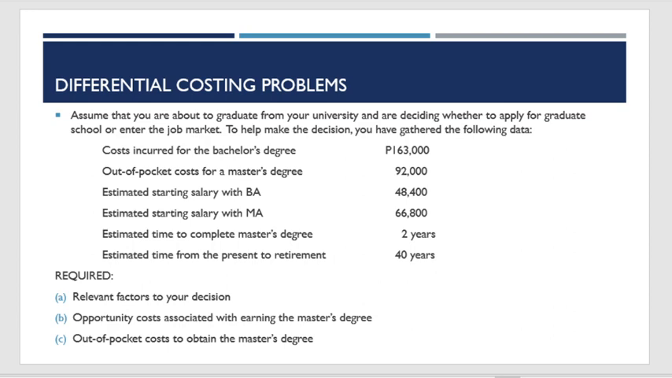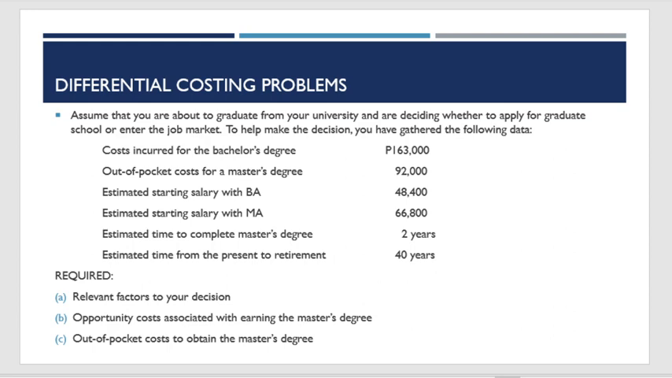So the cost incurred for the bachelor's degree nung yung course mo ay 163,000 daw. The out-of-pocket cost for the master's degree, total na yan, is 92,000. Estimated starting salary kapag ikaw ay BA or bachelor's degree ka. Estimated salary starting with an MA or master's degree. And then estimated time to complete the master's degree, 2 years daw. And the estimated time from present to retirement is 40 years. The requirement: 1, relevant factors to your decision. 2nd, opportunity cost. 3rd, the out-of-pocket cost of the master's degree.